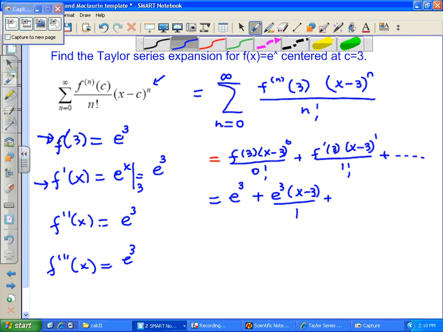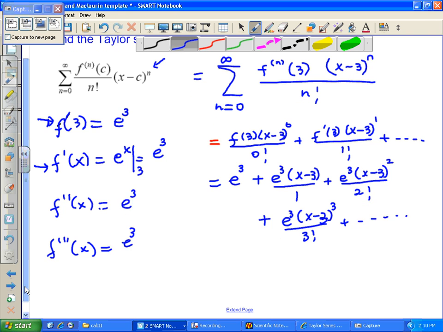What will the next term be? x minus 3 to the 2nd power divided by 2 factorial. And give me just one more. Etc. This is the expanded version, right? What we wrote earlier was the compact version. And if I want to use this, excuse me, I put x minus 2, I should have put x minus 3.